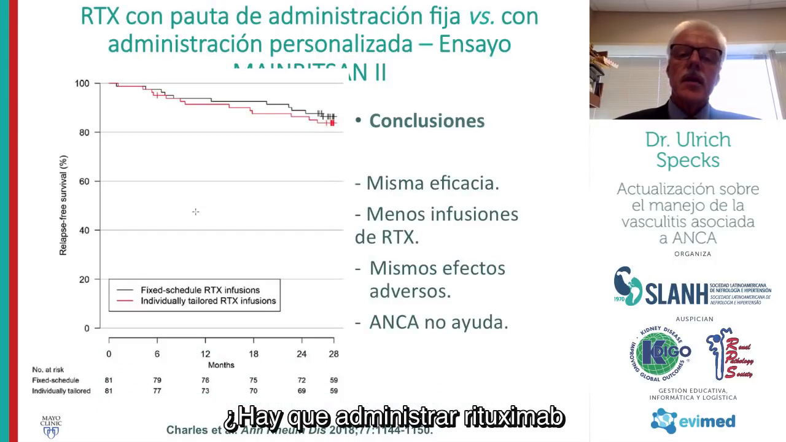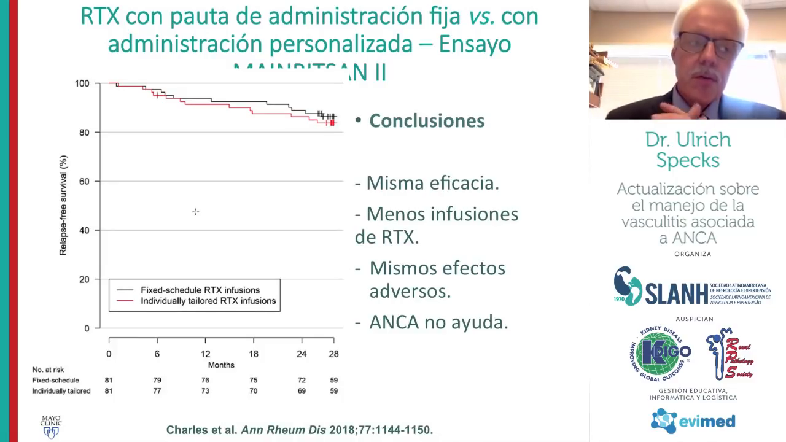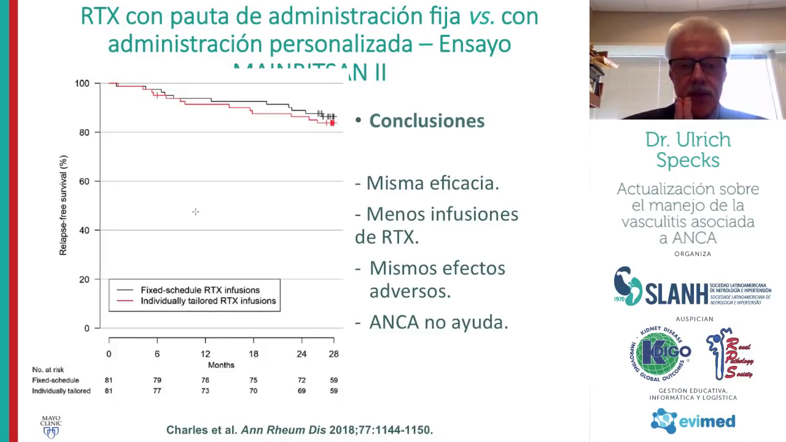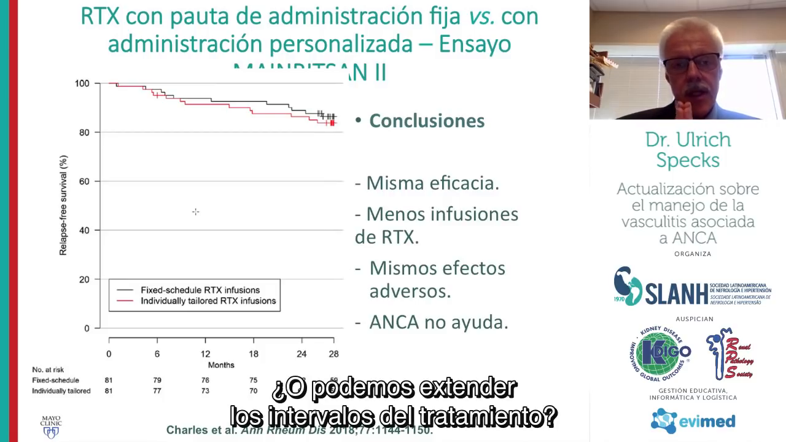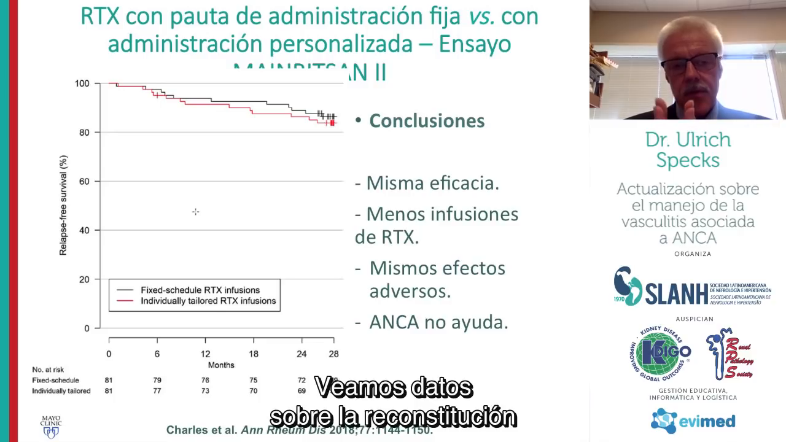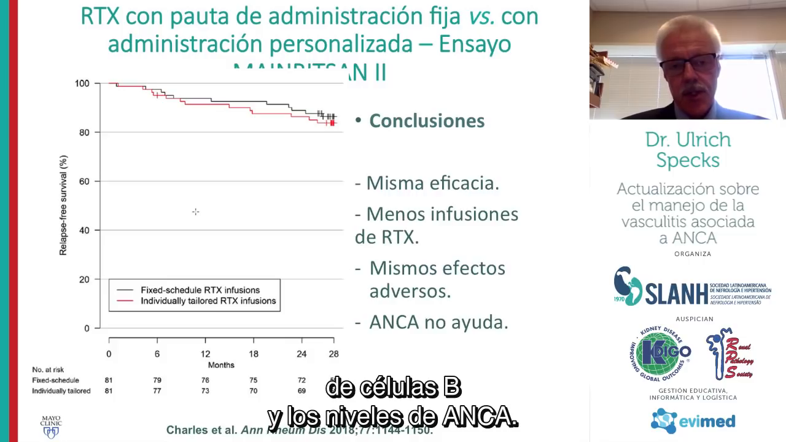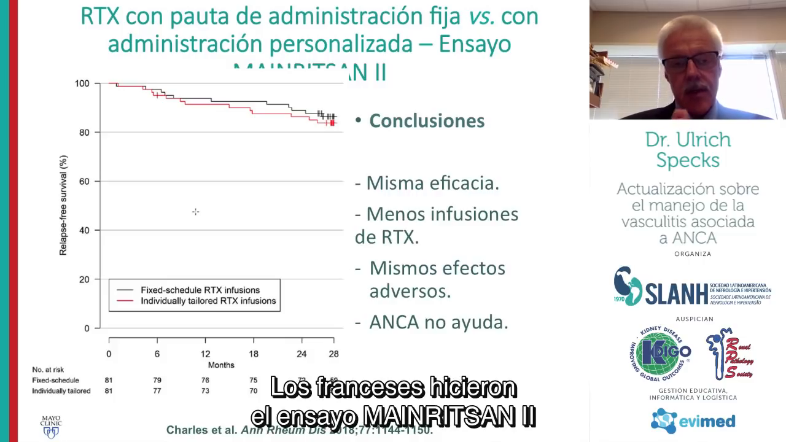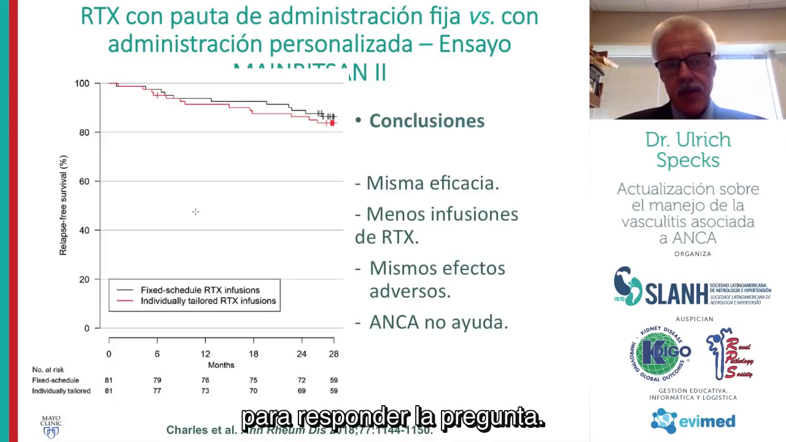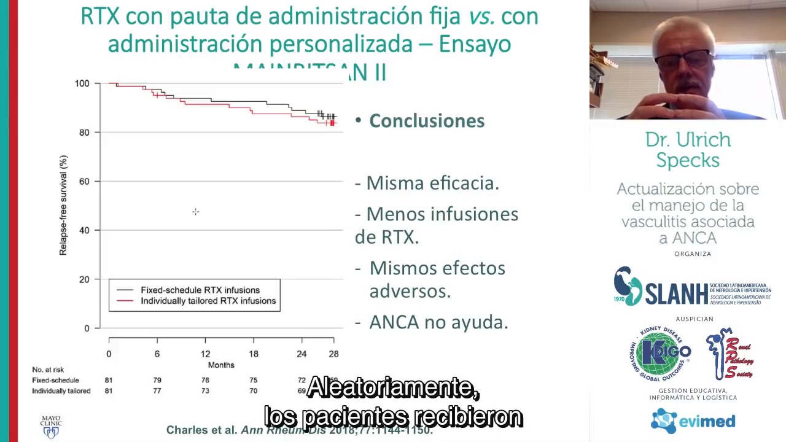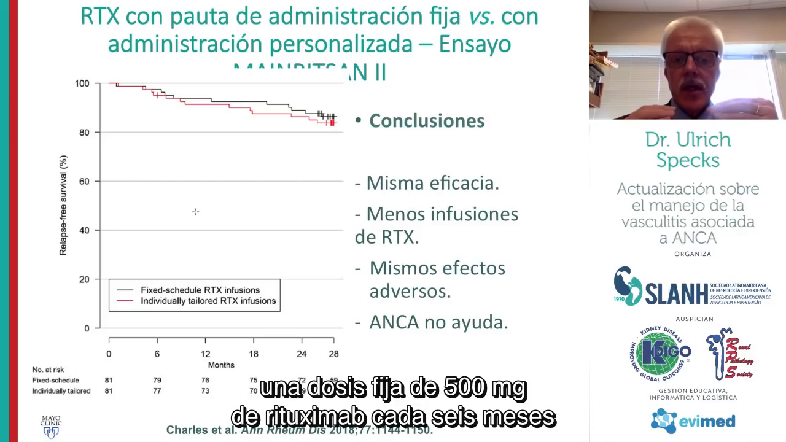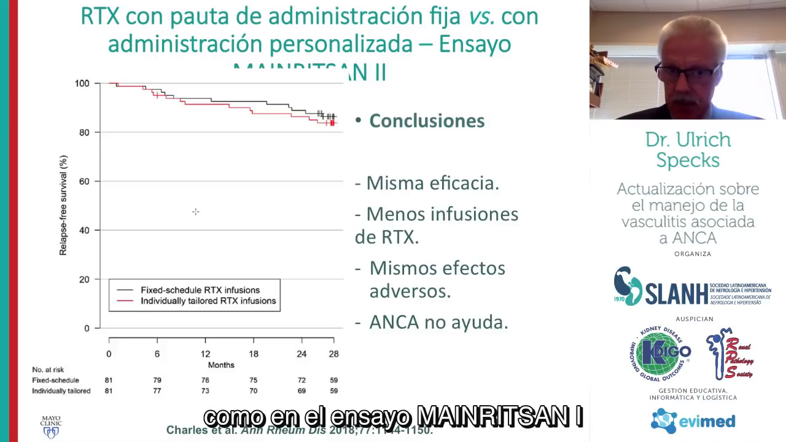Now, do we need to give rituximab every 6 months like clockwork, or can we extend the intervals of retreatment based on looking at B-cell reconstitution and ANCA level data? The French conducted the MAINRITSAN-2 trial that addressed this question. So patients were randomized to either receive every 6 months 1 dose of 500 milligrams of rituximab like clockwork, which was the regimen used in the MAINRITSAN-1 trial.